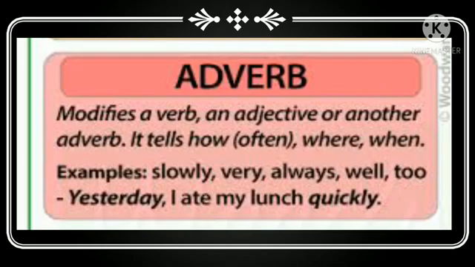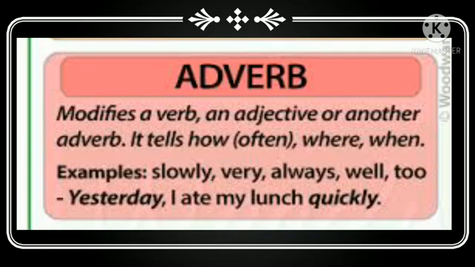Let us now move on to the next part of speech, adverb. What is the work of an adverb? An adverb modifies a verb, an adjective, or another adverb. It tells how often, where, and when an action is performed. Just like how an adjective tells more about a noun or a pronoun, an adverb tells you more about a verb. That is, it adds something to the verb. So it tells you how often an action is done, or where an action is done, or when an action is done. Slowly, very, always, well, and too are some examples of adverbs.